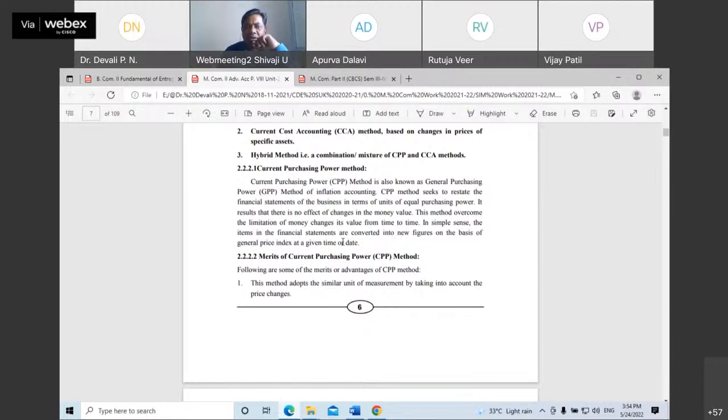So we have to convert the financial statements that are to be prepared, and whatever items are in the financial statements can be changed and converted into new figures on the basis of the given figures.